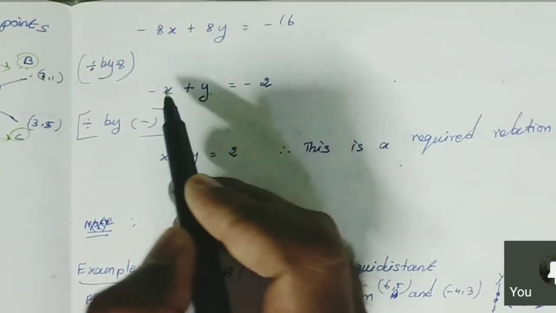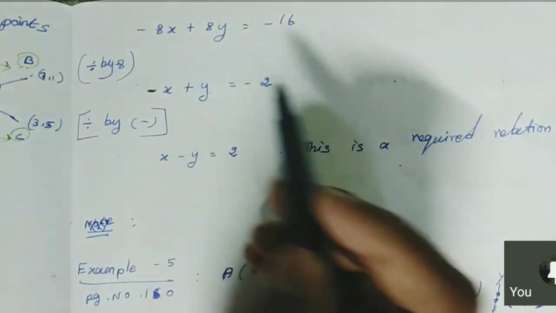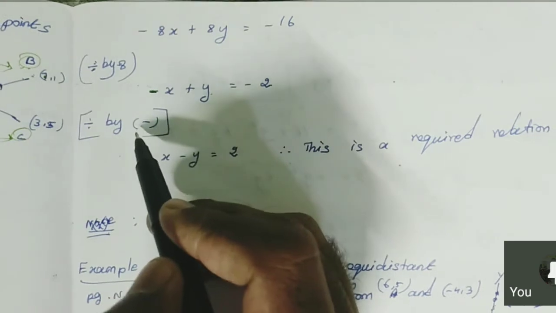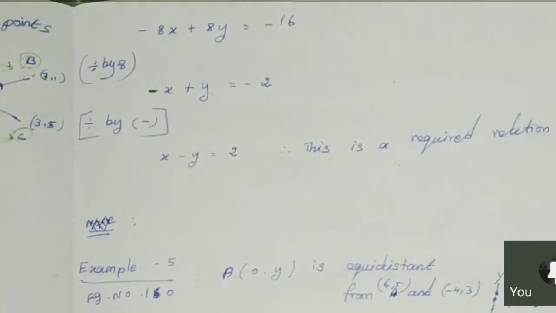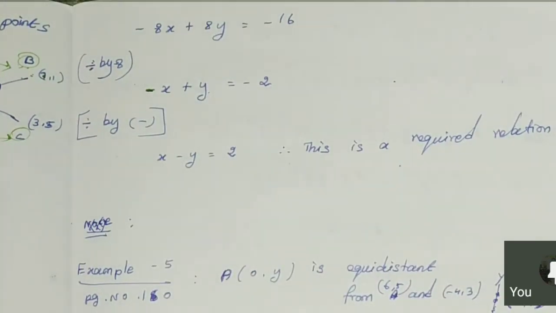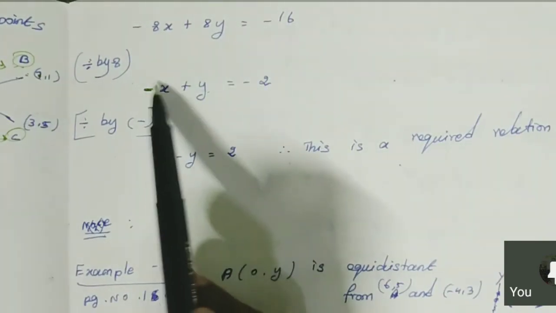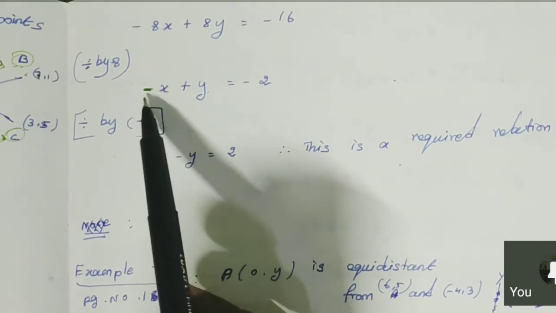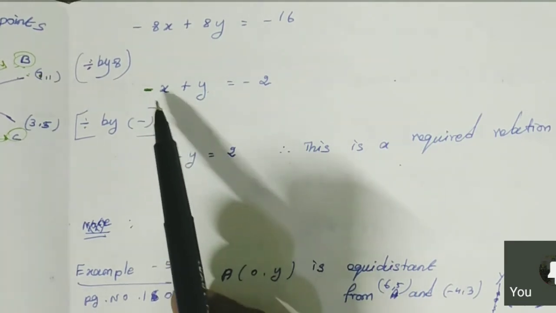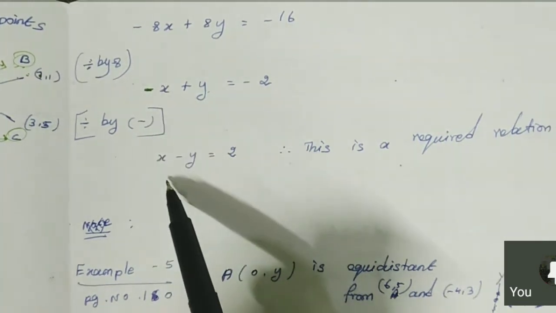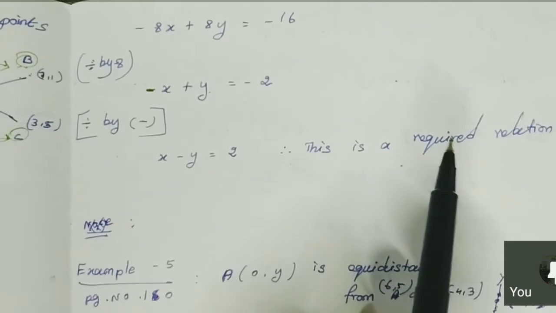Okay. Next, now I want to keep the first symbol always positive. I want to make this x positive, so I can multiply the entire equation by minus. So when I multiply by minus, minus x became plus x, plus y became minus y, minus 2 became plus 2, right? Clear?